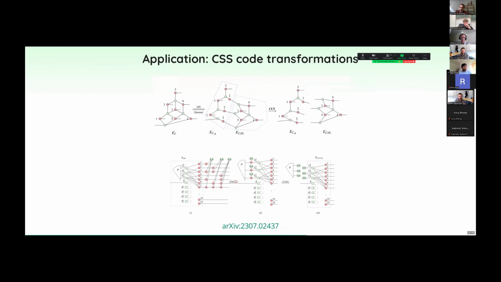These things have been used to think about code transformations. So this kind of transformation is called code morphing. This is called gauge fixing and subsystem codes. But I'm just kind of going to say these words and point to this arXiv link for what those mean.